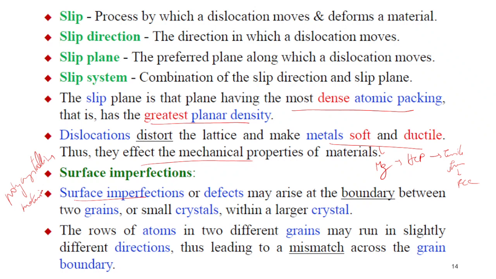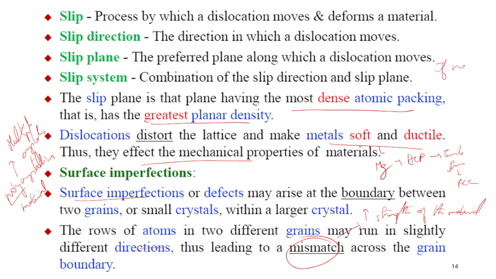Polycrystalline material means you already know it is multiple grains or multiple crystals. So the rows of the atoms may run in slightly different directions. This mismatch usually increases the strength of the material.